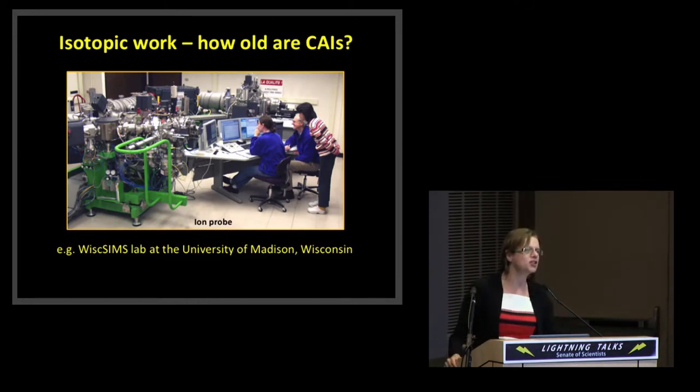For example, I mentioned that these objects are very old, but exactly how old are they? Well, for that, we have to take our samples to other labs, such as the Ion Probe Lab at the University of Madison in Wisconsin. And I can see I'm running out of time, so I'll just cut to the highlights here. When we talk about how old CAIs are, we're talking about objects that formed 4.567 billion years ago. Imagine that, something smaller than your little fingernail has survived 4.5 billion years.